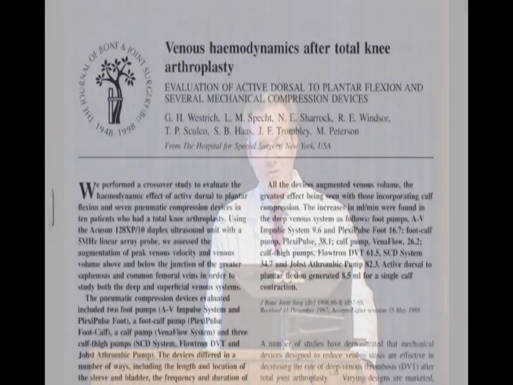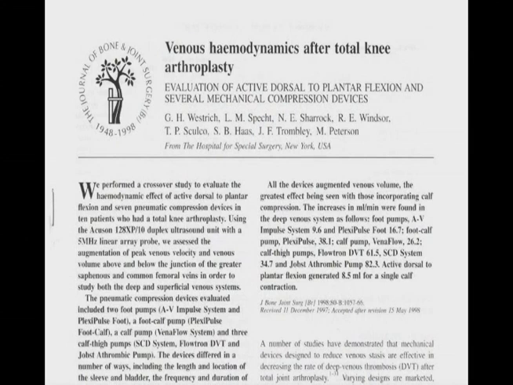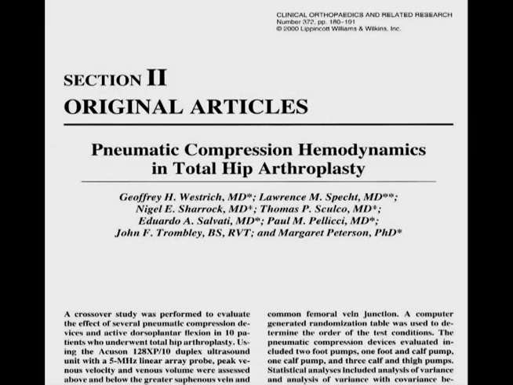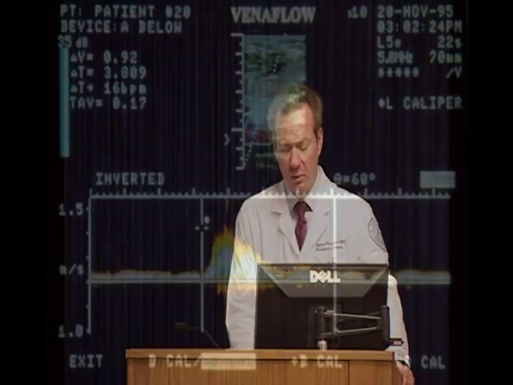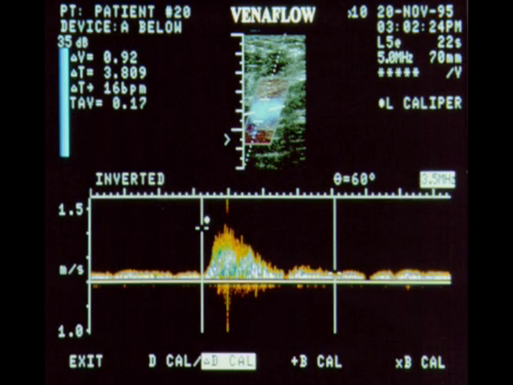This first slide is the study that I published after total knee replacement patients, and the second slide is the study that we published after total hip replacement patients. But basically what we did was, in the recovery room, after surgery, put on a pneumatic compression device and look at the increase in peak venous velocity. And this is an example of the waveform that we would see using an ultrasound device.